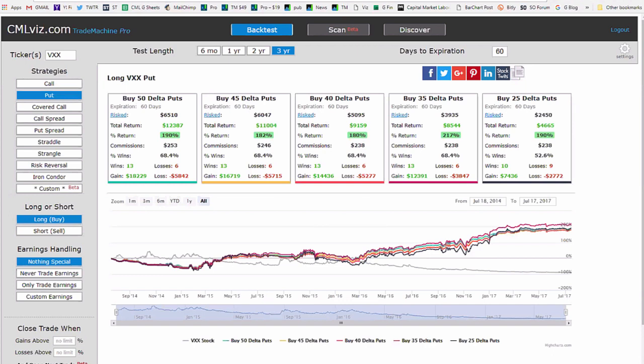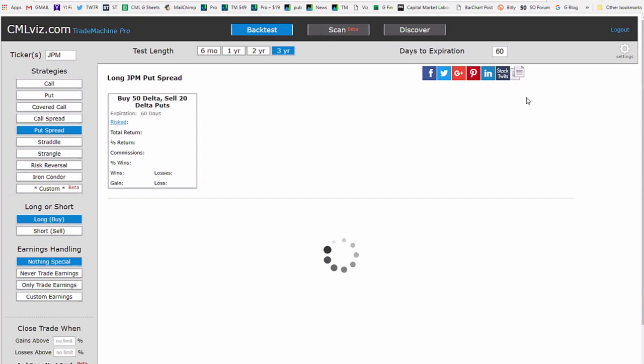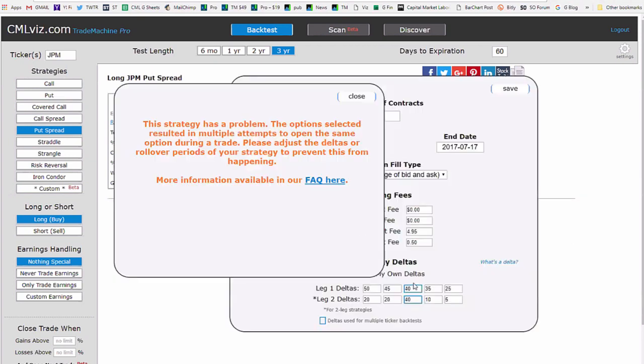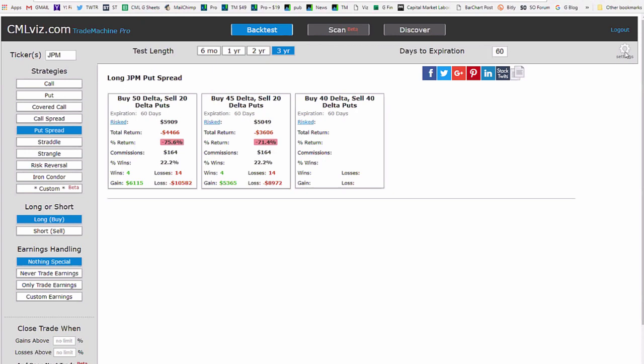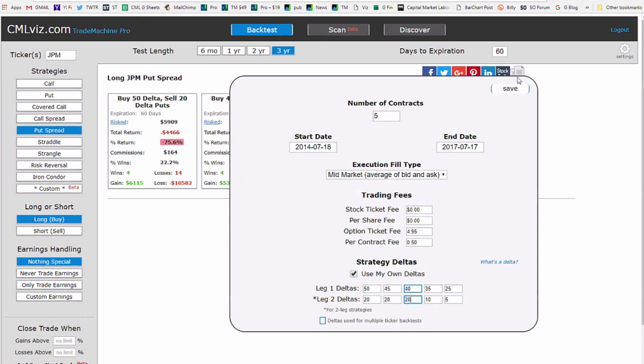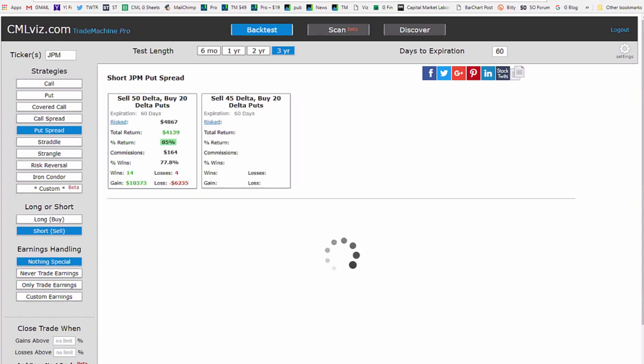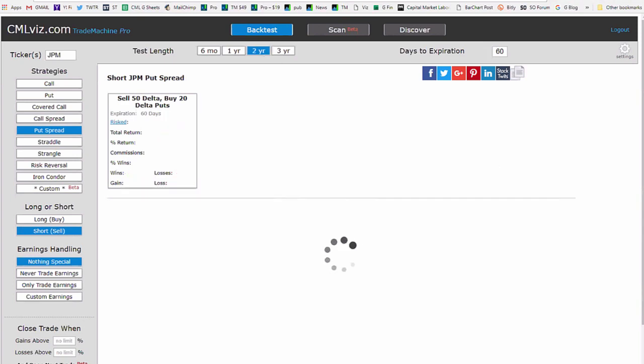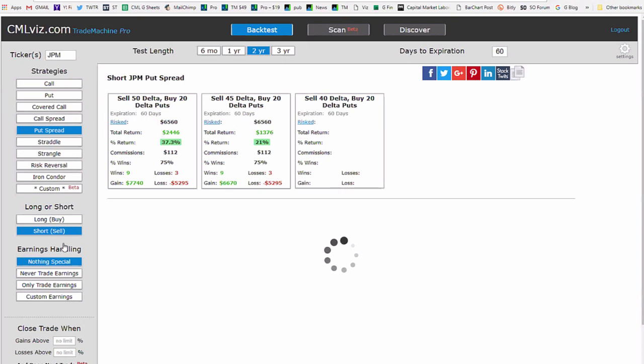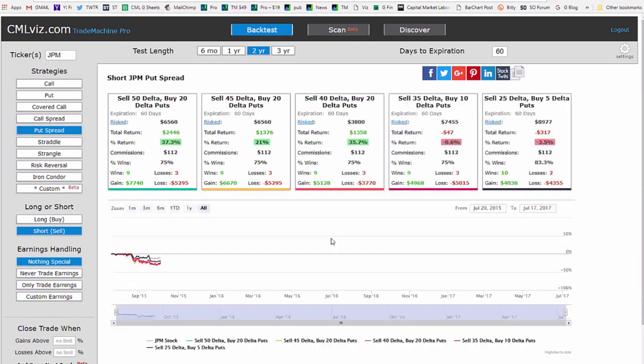And finally, I'm going to go to one of the banks. Since JP Morgan just reported earnings and everyone's talking about the Fed and potential deregulation and Dodd-Frank and everything that's going on, let's just look at JP Morgan. I'm actually going to look at a put spread. I'm going to customize my deltas. Sorry. All right. And obviously, we're going to sell a put spread. And so we are selling a put spread in JP Morgan every 60 days.